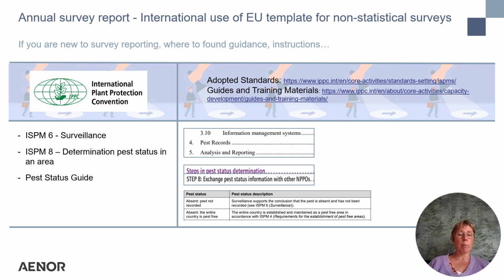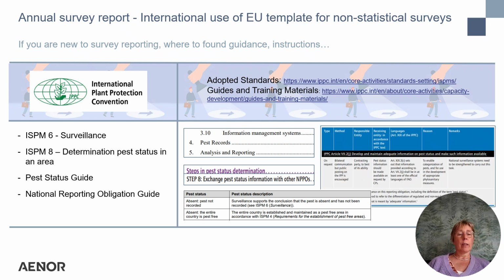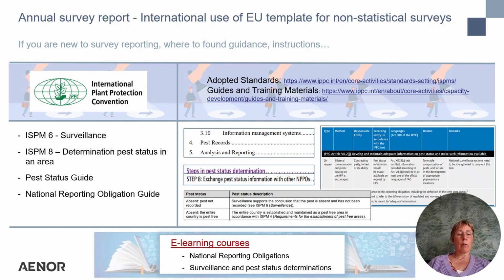It describes the steps that NPPOs should follow when determining the status of a pest in an area. One of the steps is exchanging pest status information with other NPPOs. The National Reporting Obligation Guide describes, among other things, the reporting procedure to develop and maintain adequate information on pest status and make such information available. There are also e-learning courses, one about national reporting obligations and one about surveillance and pest status determination.